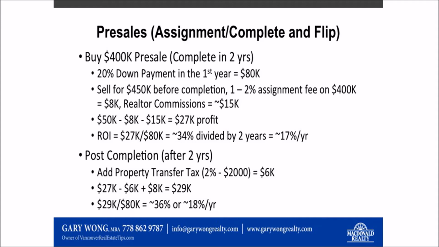Post-completion means you wait until it completes and then you flip it. So you just add the property transfer tax, which you have to pay. The formula is 2% on the purchase price minus $2,000. So 2% of 400,000 is 8,000 minus $2,000 equals 6,000. So instead of 27 divided by 80, it's 21 divided by 80. So it's 26%, or 13% a year.